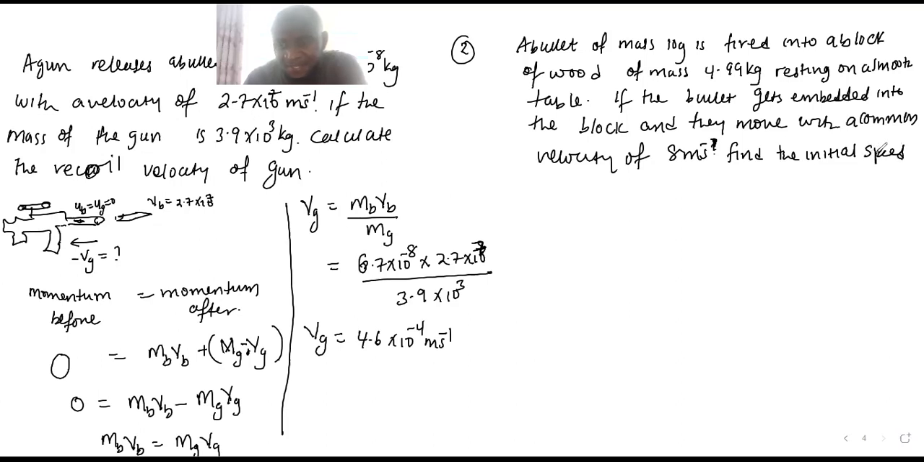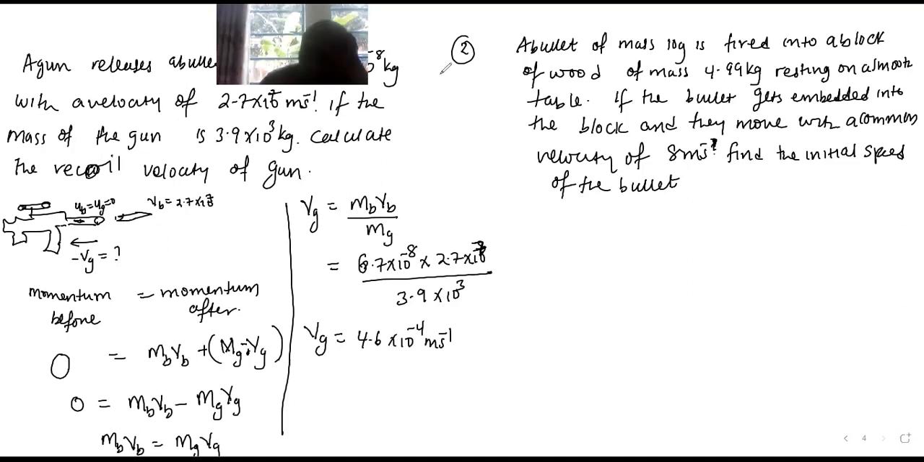So we have the second number. It says a bullet of mass 10 grams is fired into a block of wood of mass 4.99 kgs resting on a smooth horizontal table. If the bullet gets embedded into the block and they move with a common velocity of 8 meters per second, find the initial speed of the bullet.